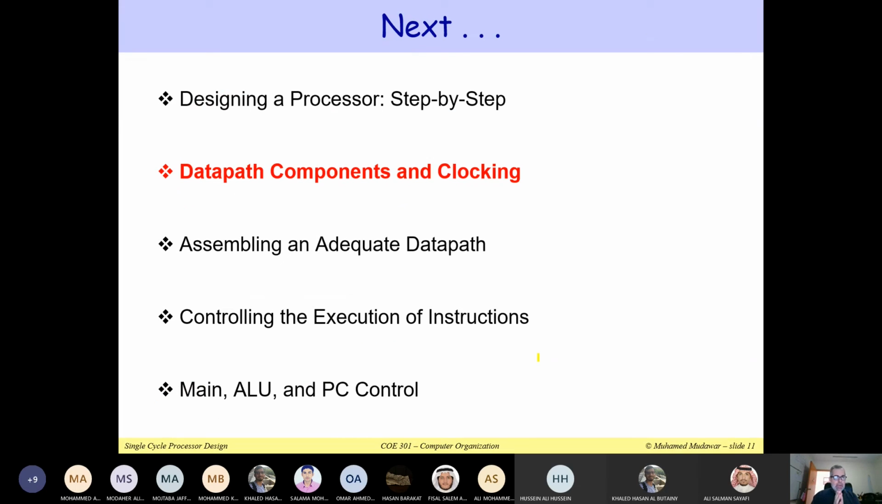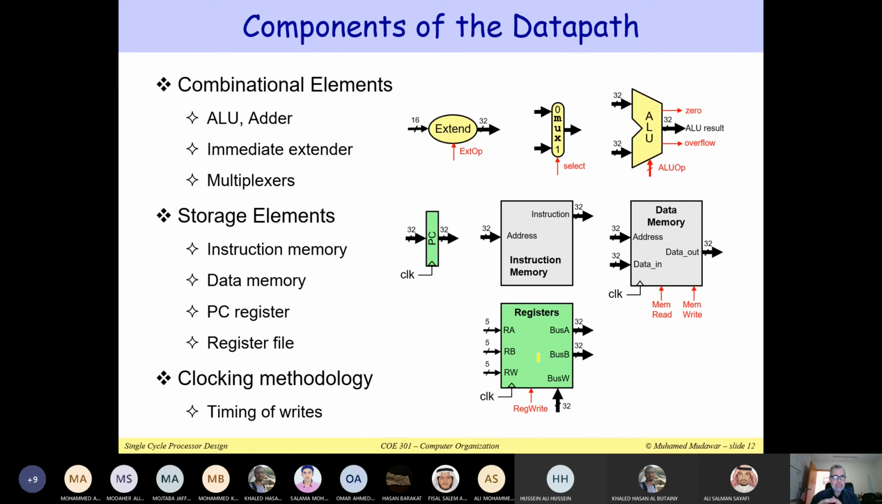Right. So let us talk now about data path components and clocking. This is now my second topic. These are the components of the data path. Some of these components are combinational circuits, so I call them combinational elements. And some of them are storage elements. For example, an instruction memory, a data memory, a PC register, and the set of registers or the register file. So these are called storage elements. The combinational elements will be like the ALU.